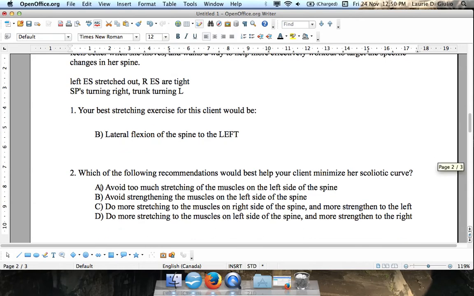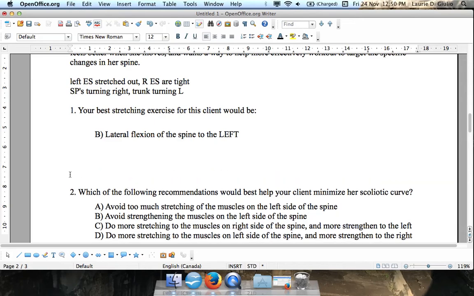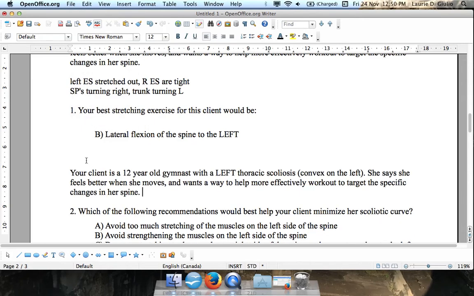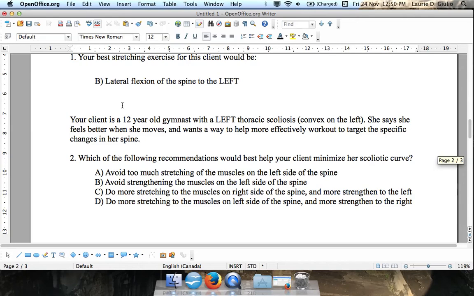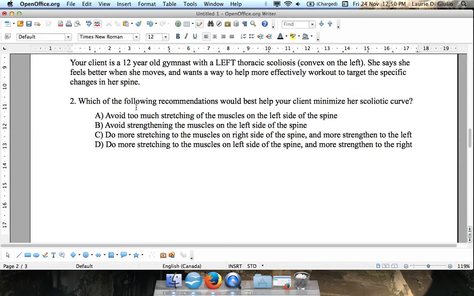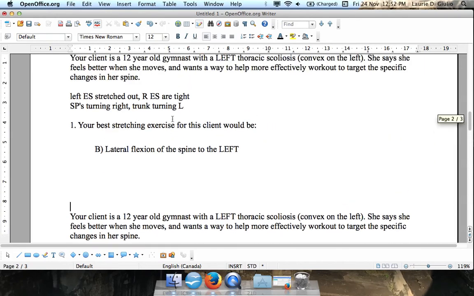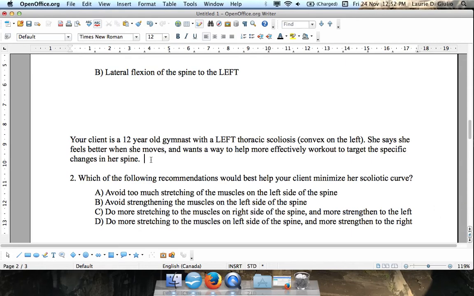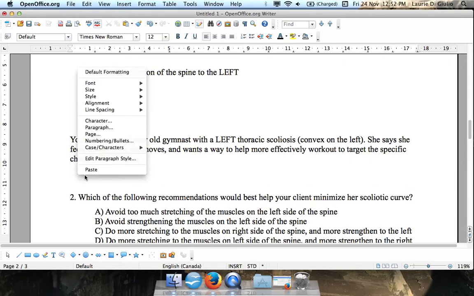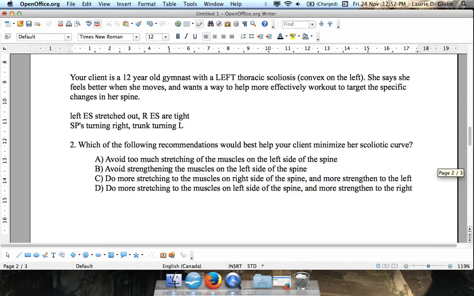Okay, so now let's look at this second one. I just want to post the question right on top, or the case study. Okay, so now if we look at the second one, which of the following recommendations would best help your client minimize her scoliotic curve? Okay, again, same rules as above, right? So let's copy these and put those little notes here to help us answer the question.